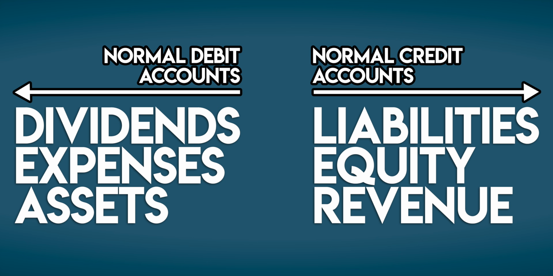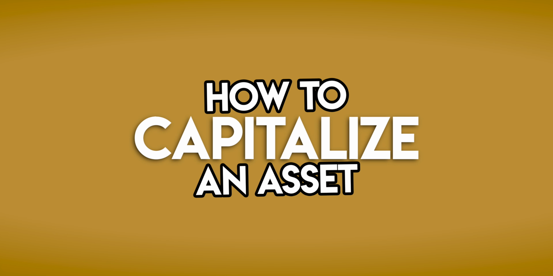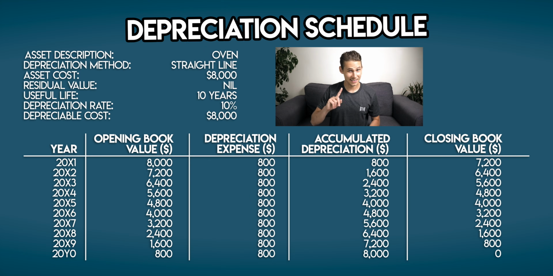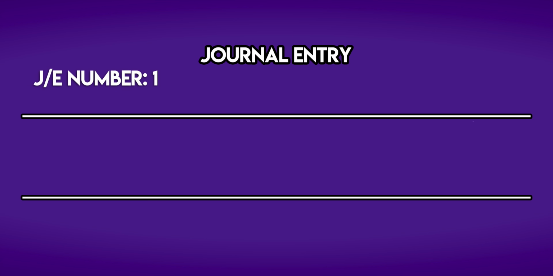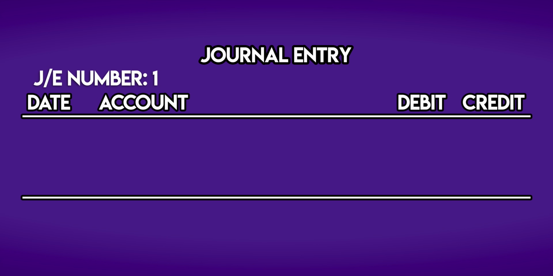So let's do this. How to capitalize an asset purchase. At the start of year one, you bought your oven for $8,000, but what's the journal entry? This is journal number one, and as usual, it has 4 columns. Date, the account affected, debits, and credits.